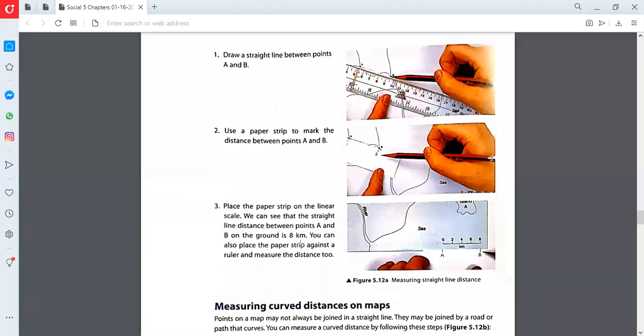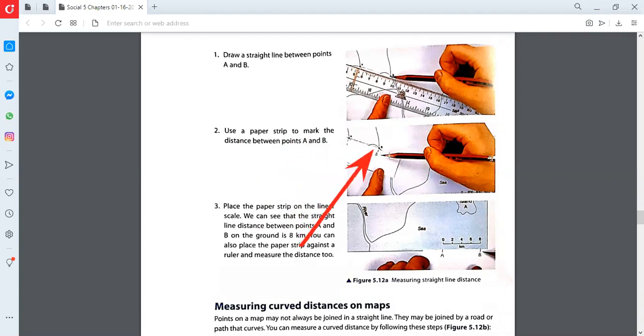the sentence is saying to draw a straight line between points A and B. So if you see in this picture, there's a point A, there is a point B. You are comparing the distance with the help of which thing? With the help of a scale you are comparing. So you can compare it with the help of a scale. Second, you can use a paper strip to mark the distance between points A and B.